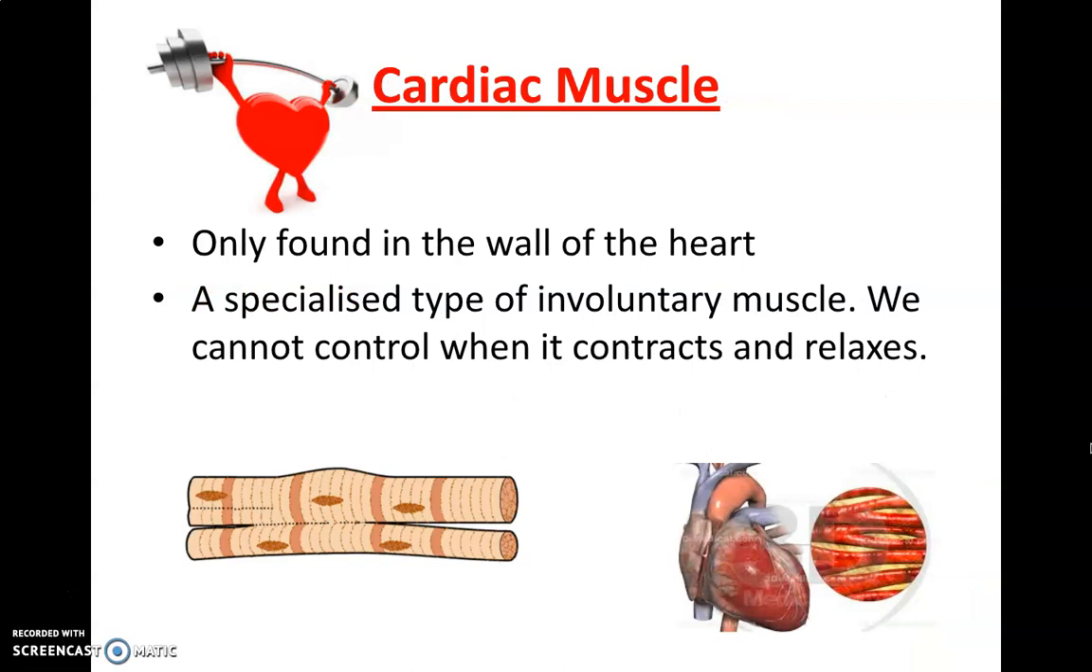And finally, we've got cardiac muscle. As we said, cardiac means the heart. So they're only found in the wall of the heart. And these are also an involuntary muscle. But we talk about these separately because they're only in the heart. We can't control when it contracts and relaxes.